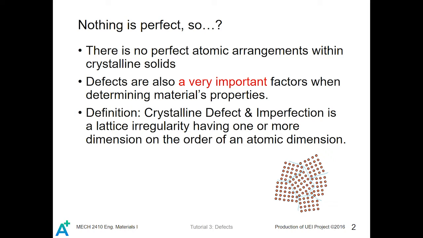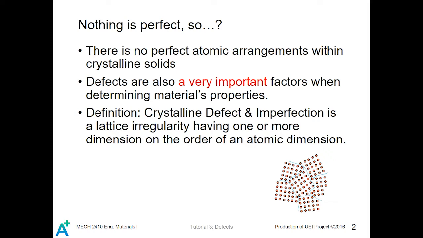We know that nothing in this world is perfect. So how about materials? Yes, there is no perfect atomic arrangement, even within crystalline solids. Defects, which represent the imperfection of these atomic arrangements, are also very important factors when we determine our materials properties.